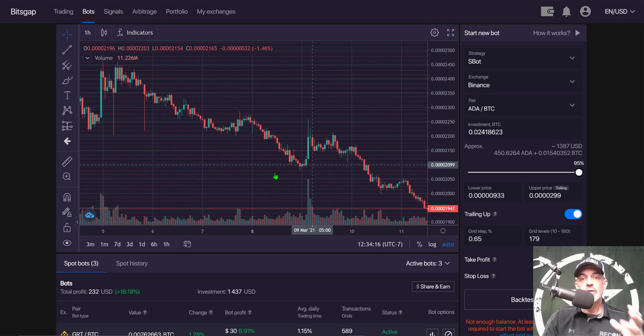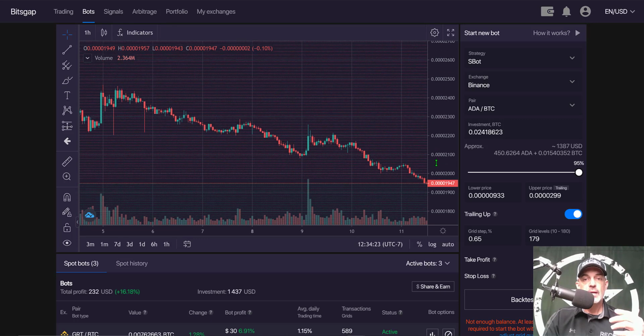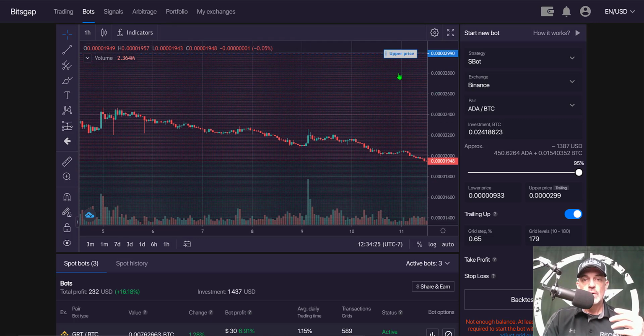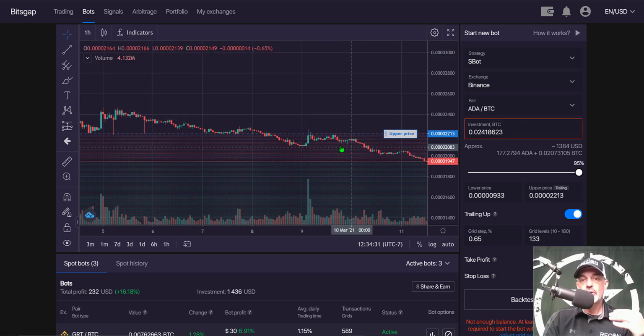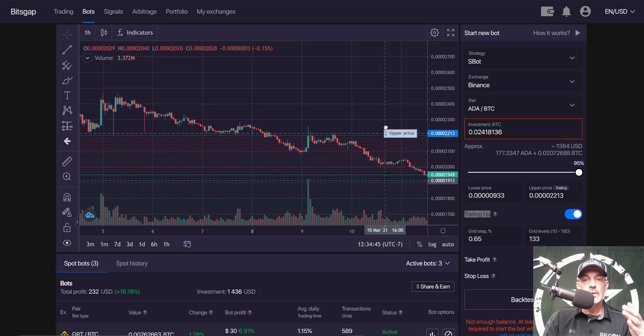And so the first thing we need to do is start with our upper and lower levels and see where we might be coming in at. And so I will drag down the upper level into what I see as previous resistance. And again, it's not going to matter if the price moves up because I do have the trailing up feature enabled. So I'm okay with the price going up.